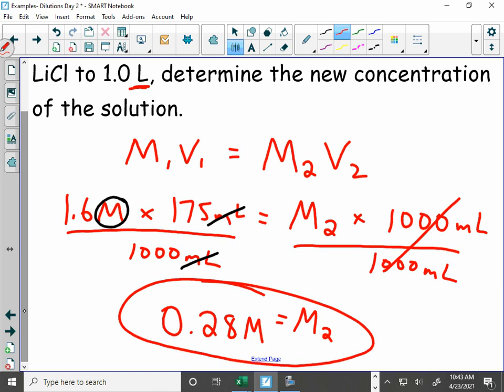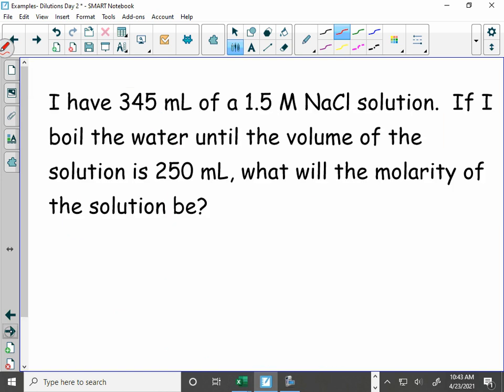Now, I predicted that the molarity would go down, right? Did it? It did indeed, right? Did indeed. Go ahead and write this down, and then we will work it.